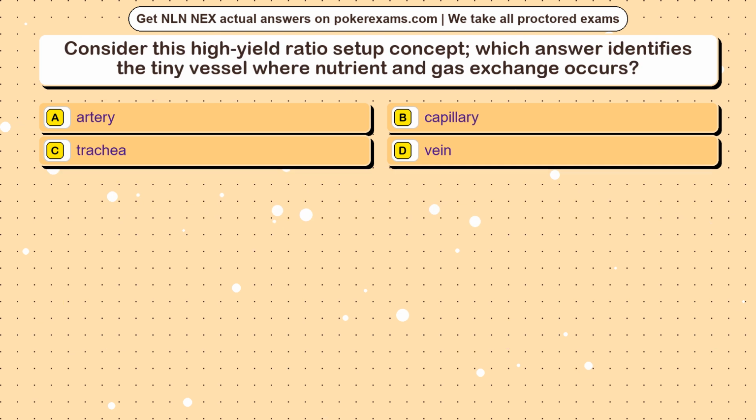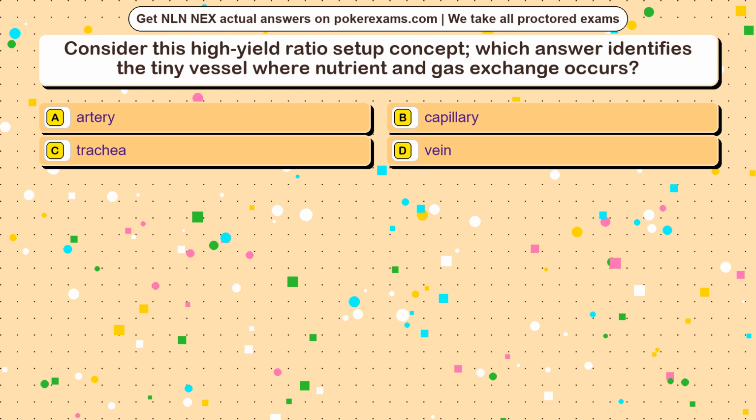Question 18. Consider this high-yield ratio setup concept. Which answer identifies the tiny vessel where nutrient and gas exchange occurs? Option A, artery. Option B, capillary. Option C, trachea. Option D, vein.